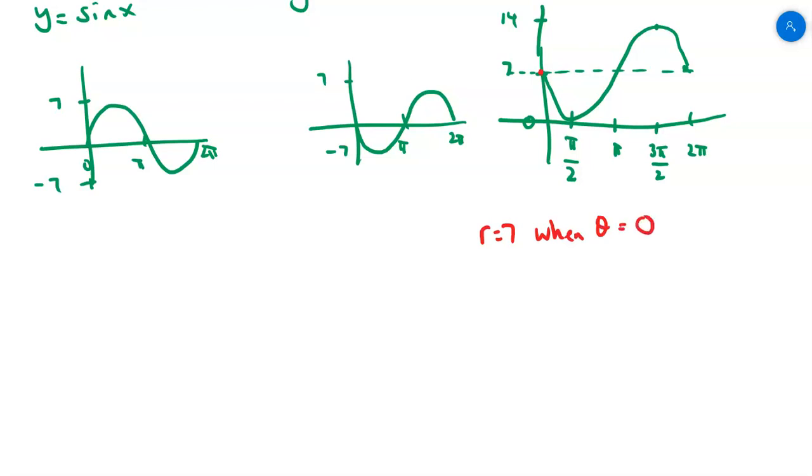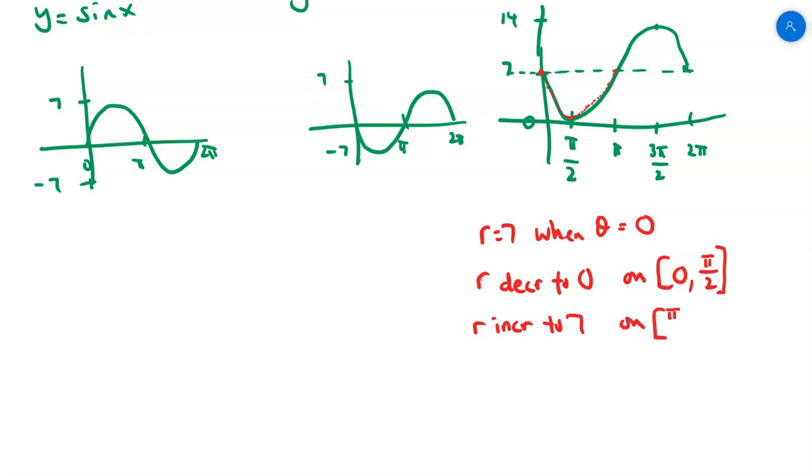Then what is the radius doing? The radius is going down, right? It's coming down until it gets to 0 when? So the radius decreases to 0 on the interval from theta equals 0 to theta equals pi over 2. Okay, then the radius starts picking up again, right? It goes up, up, up. I'm going to break this into two pieces. The radius increases back to 7 on the interval from pi over 2 to pi.